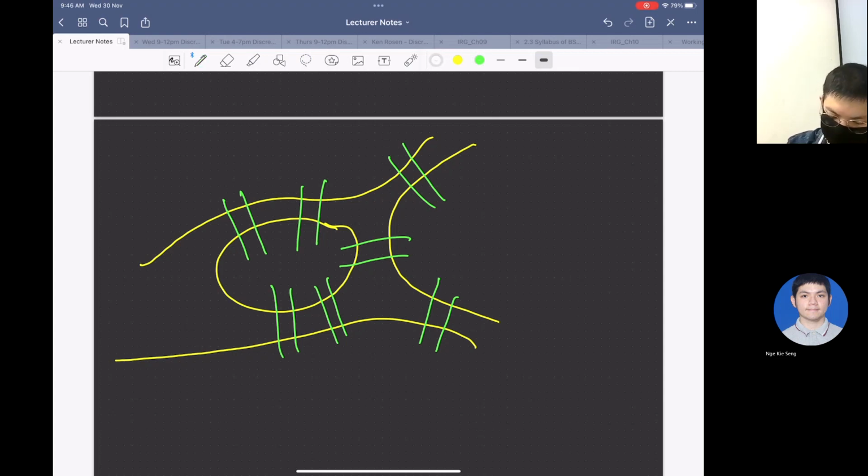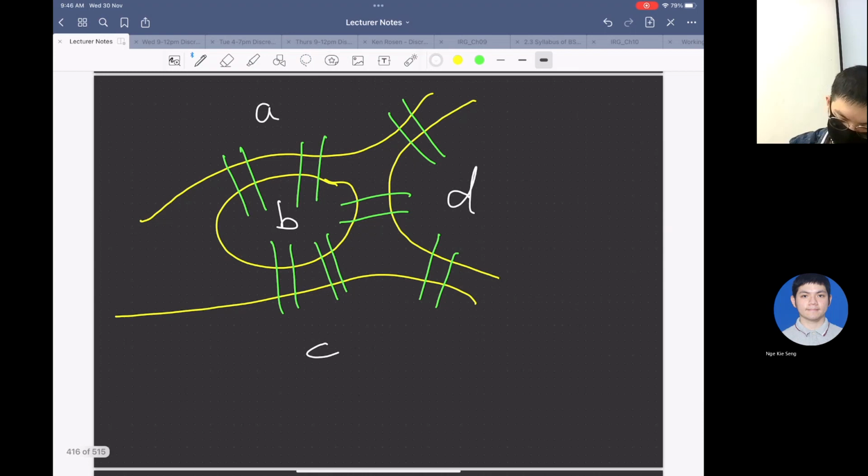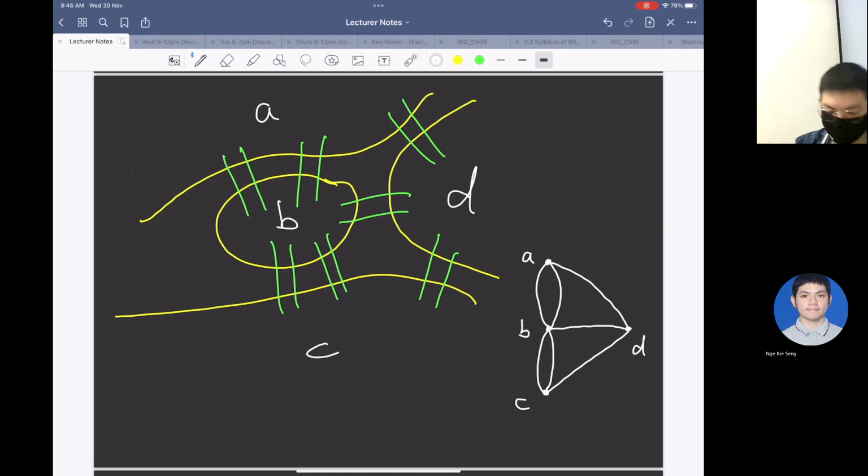We also can make this land, maybe called A, B, C, D, into a point. So we shrink each connected component into a point: A, B, C, D. And then we make the bridges into edges. So there are 2 edges here, and then 2 edges here, and then 1 edge here, and then 1 edge here, and 1 edge here.